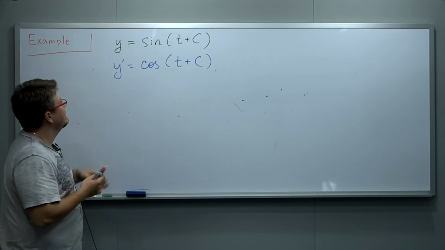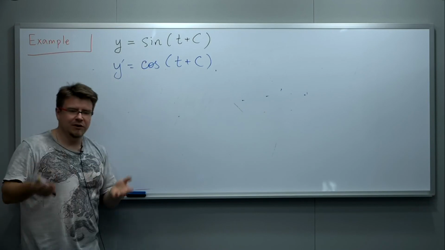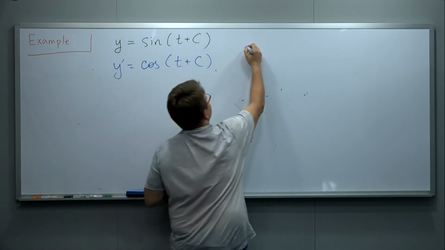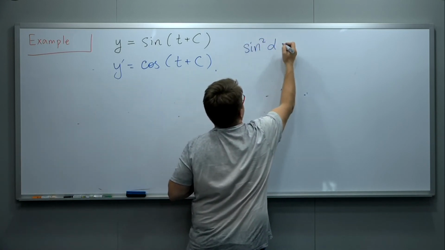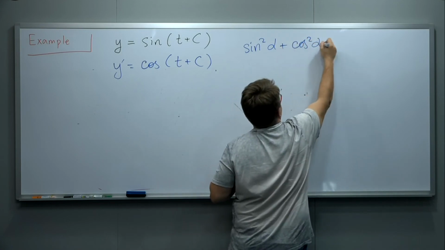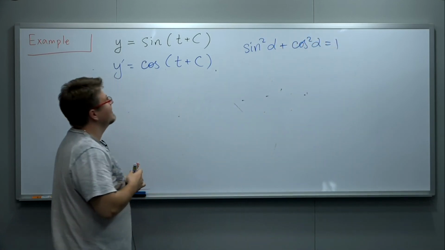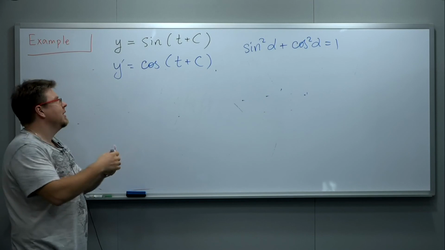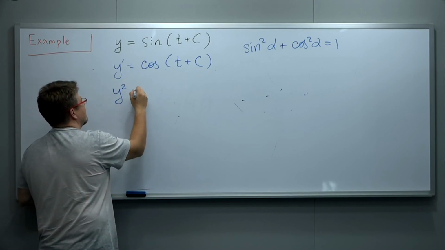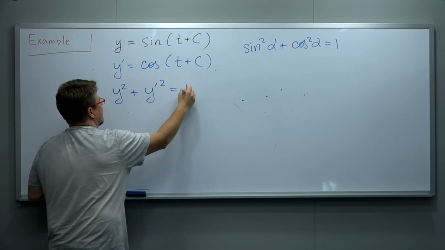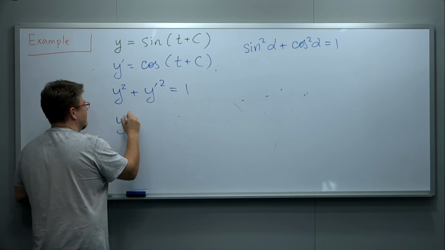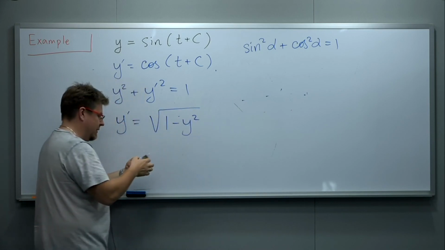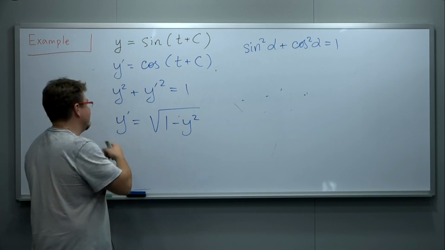In order to do it, notice that this is sine, this is cosine, and what is the most fundamental relation between sine and cosine? It's that sine square of anything, say alpha, plus cosine square of the same thing is 1. So applying it here, sine square of t plus c plus cosine square of t plus c is 1. So y square plus y prime square is 1. And solving for y prime, we get y prime equals square root of 1 minus y square. And this is actually the correct answer.